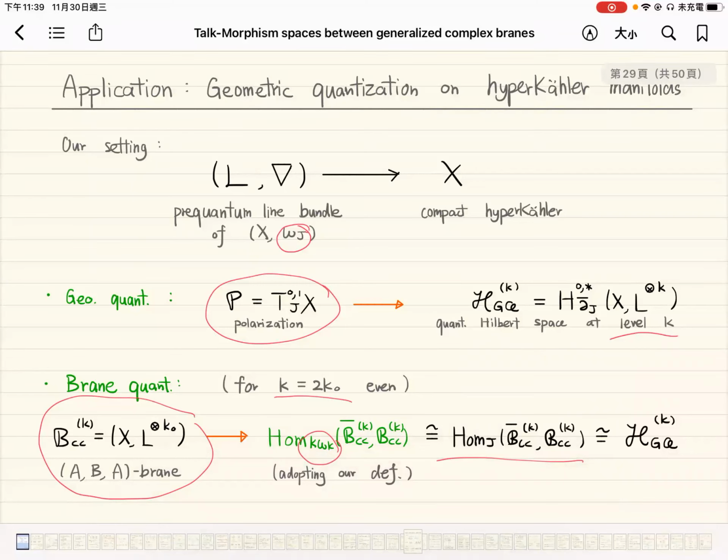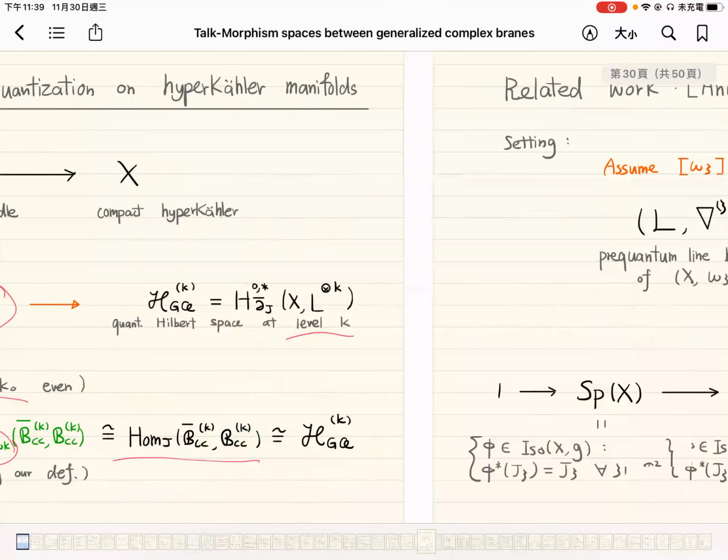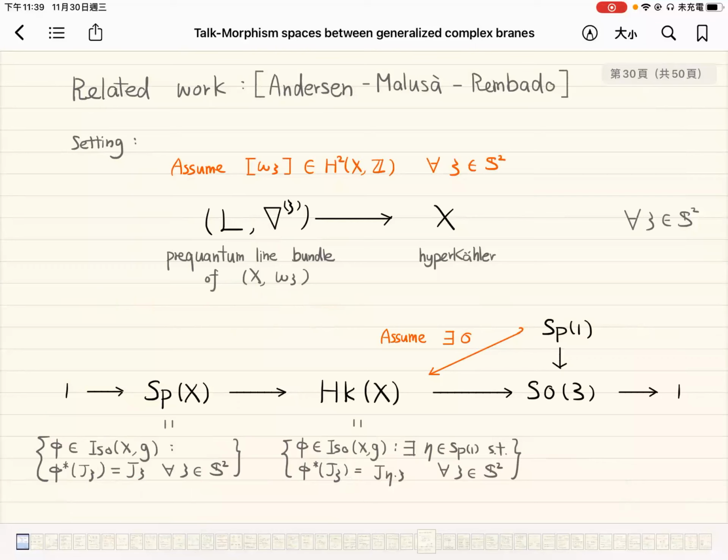And I know that because there's also related work given by Anderson, Malusa, and Beidou, that they consider the so-called SP1 symmetric hyperkähler quantization. Because Ali is one of the audience, and he also invites me to this call, so I would like to talk a little bit about their work and try to compare the work with our work.